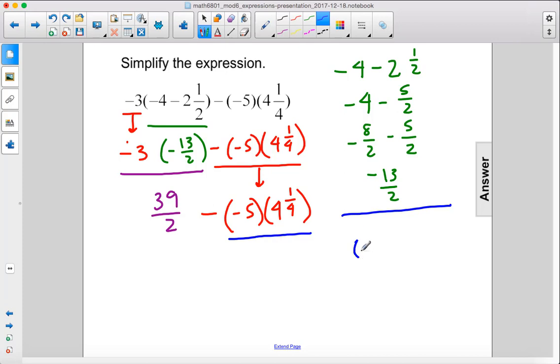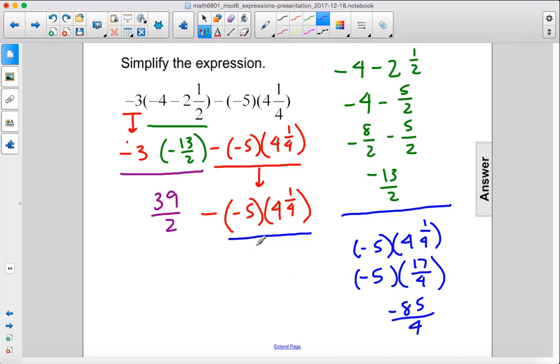Okay, so we have negative 5 times 4.25. So 4.25 becomes 17 over 4. And then we have negative 5 here. So we want to multiply negative 5 times 17, and we get negative 85 over 4. So this whole portion here becomes negative 85 over 4.